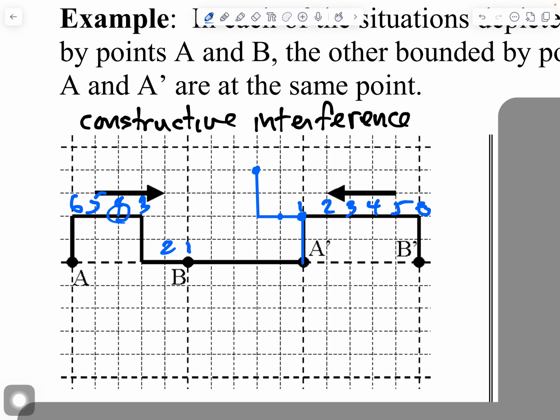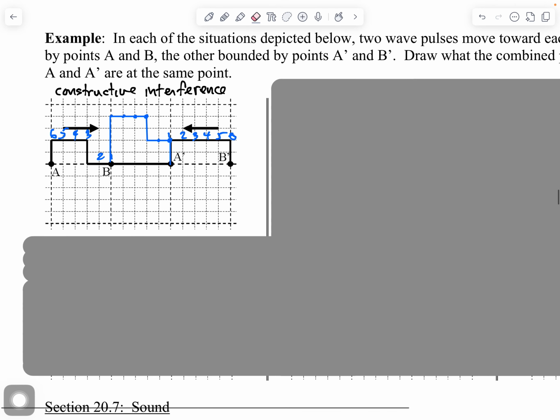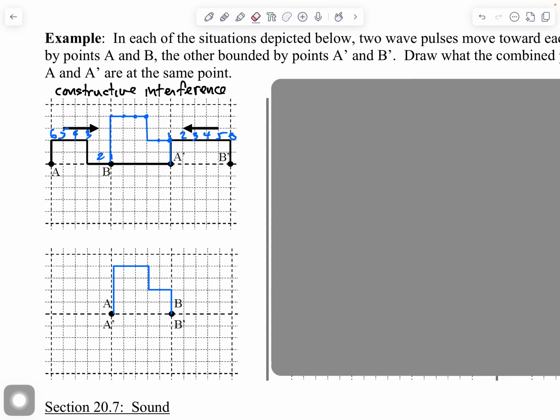Then I'm going to add this region of 4, this region of 4. In fact, the last 3 points are all going to be 2 plus 2, 2 plus 2, and 2 plus 2. So it's really easy to find the rest of this, which would be 4, 4, and 4. That would be the combined wave of how they interfere constructively. Now you're supposed to draw it down below, so your drawing will look like this. It's essentially just taking this right here and moving it down like that.